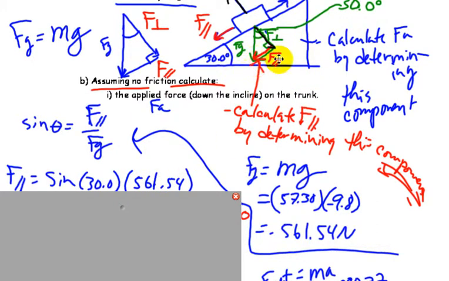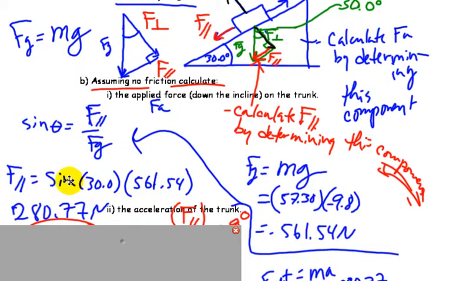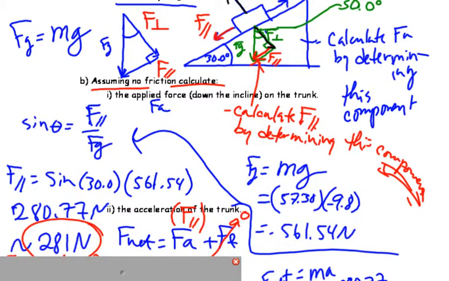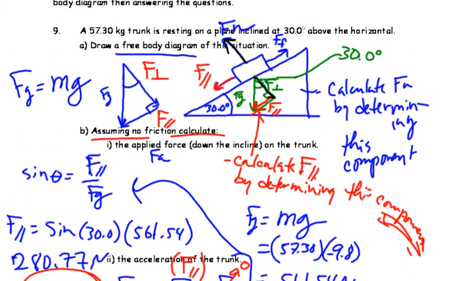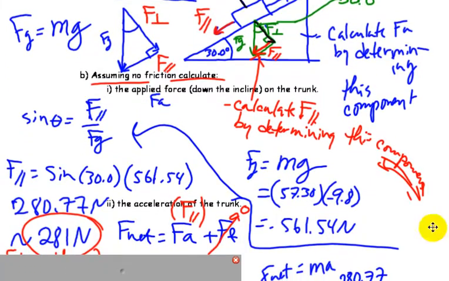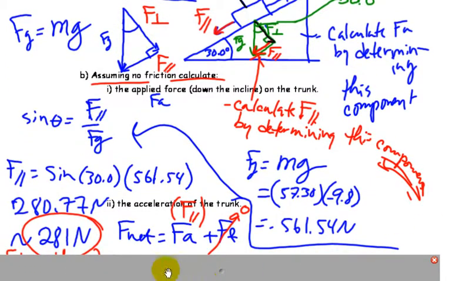Because is this negative, this slanted angle? It's too hard to figure that out. Usually straight up is positive, straight down is negative. So we just forget about the negative for now. So sine of 30 times 561.54, we get 280.77. If I take it to 3 sig figs, 281. So the applied force down the plane is 281, and notice the direction here, it's not positive, not negative, just simply down the plane.